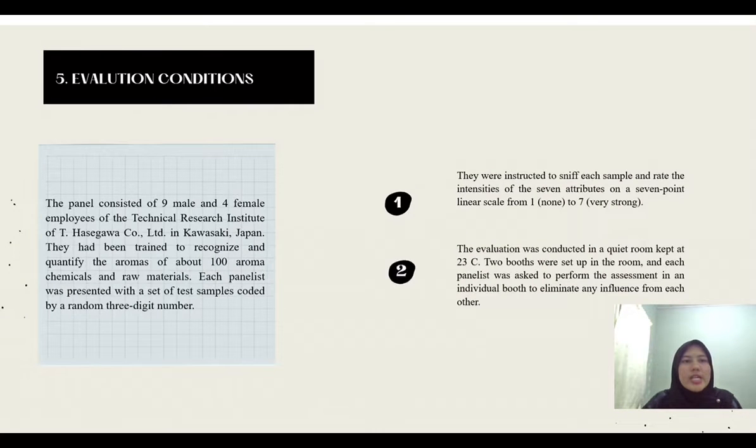For the last procedure, which is evaluation condition, the panel were instructed to sniff each sample and rate the intensity of the 7 attributes on a 7-point linear scale from 1 to 7, which is very strong. The evaluation was conducted in a quiet room, kept at 23 degrees Celsius. Two booths were set up in the room, and each panelist was asked to perform the assessment in an individual booth to eliminate any influence from each other.